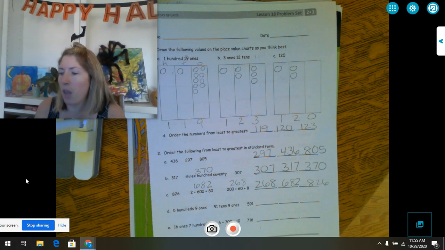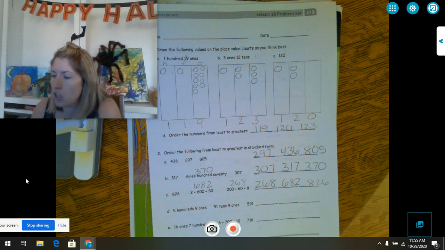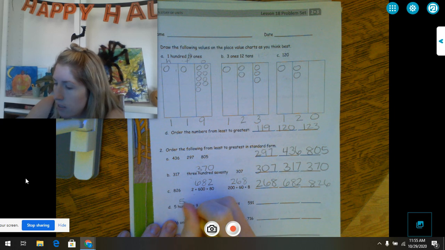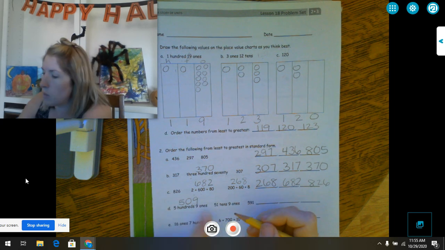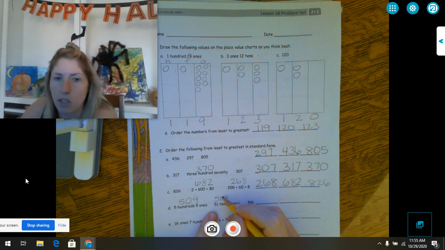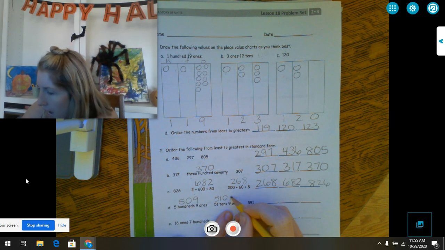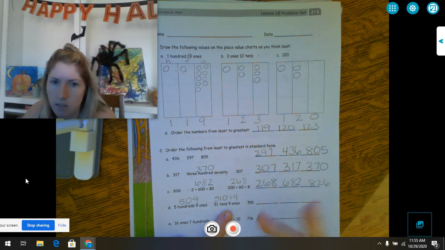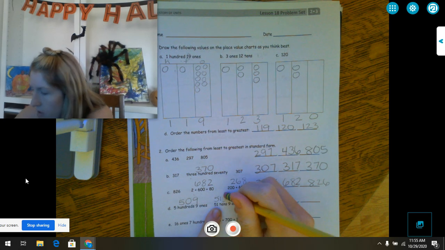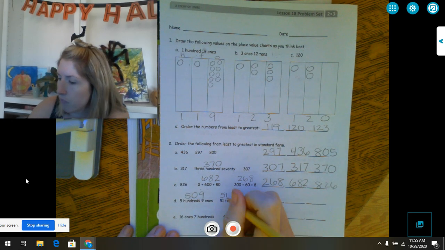Okay, letter D. 5 hundreds, 9 ones. We know how to write that. 5 hundreds, no tens, 9 ones. This one, we have 51 tens. So I'm going to put a 0 when I hear the word tens. And 9 ones. So what's that? 510 plus 9. It's going to be 519.